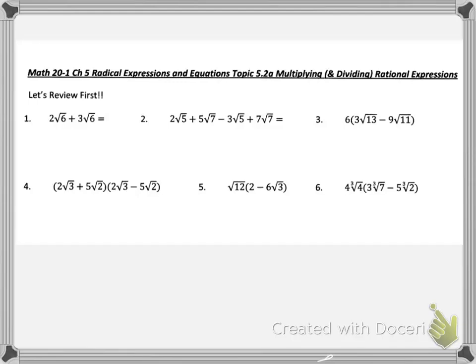Okay, here we are, Chapter 5, Radical Expressions and Equations. Topic 2, Multiplying and Dividing Rational Expressions. Today we're going to look at multiplying.